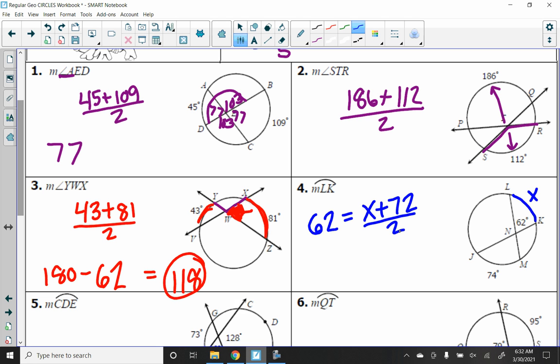So that is how you would find an arc. So you just multiply that 2 to both sides. Oops, 124. And this is what your equation would look like. Subtract 72 and you're done.